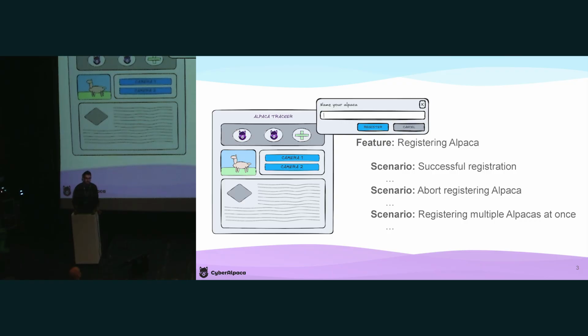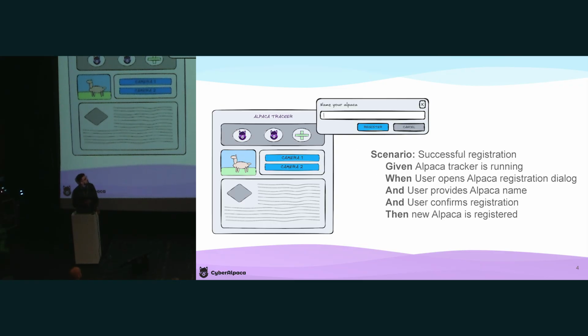So let's think about preparing a feature file, something that would define some test scenarios for our application. For this demo purpose, I decided to use Gherkin syntax, but it really doesn't matter what test development methodology you use. The ideas I want to share with you should apply to all of them, I guess. Right. So first, I decided that I want to tackle a feature of registering Alpaca. So for this feature, I can define multiple different scenarios, like successful registration, aborting registration, or registering multiple alpacas at once.